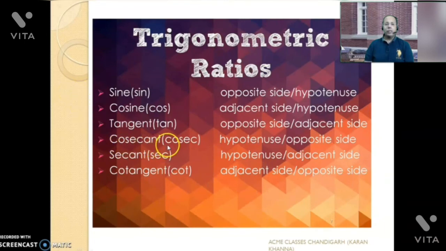cosecant theta, which is the inverse of sine theta, secant theta, which is the inverse of cosine theta, and cotangent theta, which is the inverse of tangent theta. So these are the 6 trigonometric ratios: sine, cosine, tangent, cosecant, secant, cotangent. I hope you have understood the concept of trigonometric ratios.